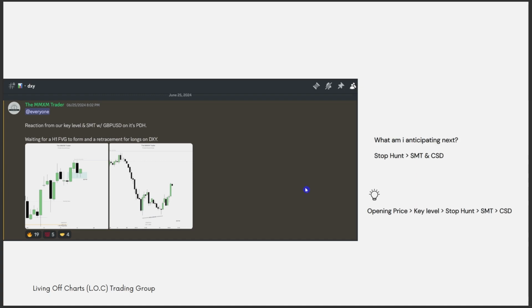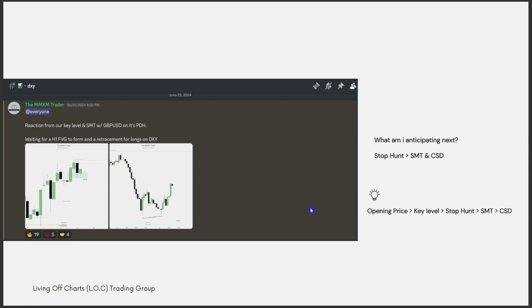Here another screenshot of the Discord. Obviously reaction from our key level and SMT with GBP USD on the previous daily high. So now we're waiting for a 1 hour fair value gap to form and a retracement inside that fair value gap for more longs on DXY. So now that fair value gap is already confirmed that it is a good entry point, because we already had the SMT, we already traded below the opening price, so the whole narrative fits, right?